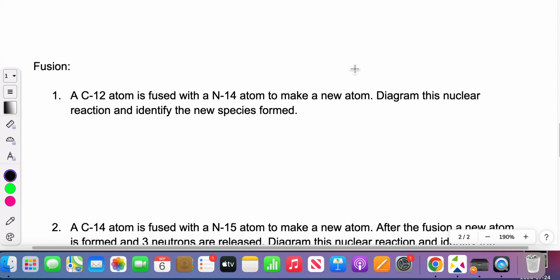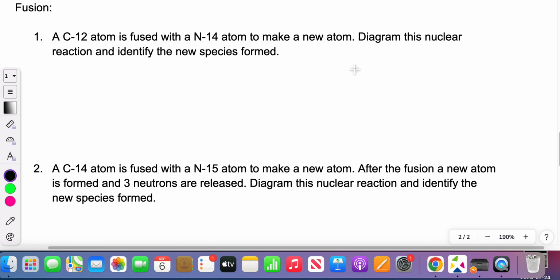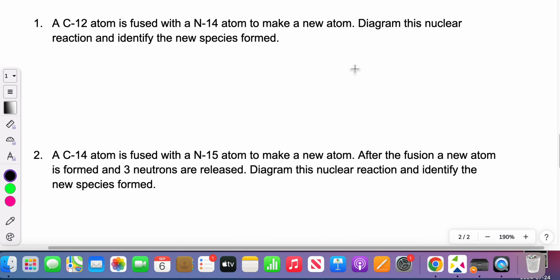Now I'm going to go into fusion. Fusion is when 2 atoms, instead of an atom splitting apart like fission, fusion is the opposite. It's 2 or more atoms combining to make a new one. So let me just show you how to do this one. You would go carbon, look up its number, it's 12, carbon 12. It's fused with nitrogen 14. Nitrogen's number 7, 14 at the top. And it makes a new atom.